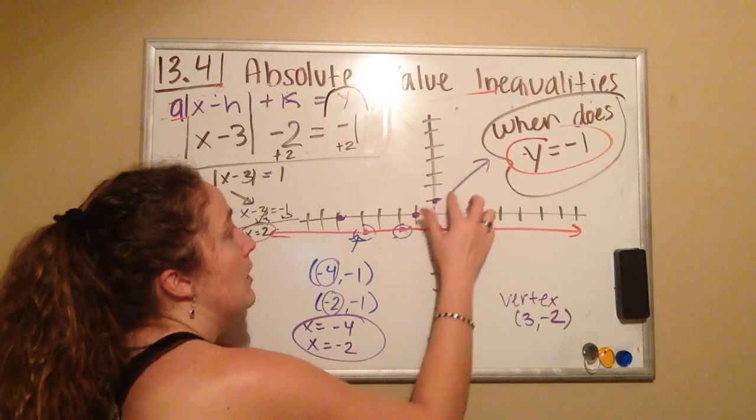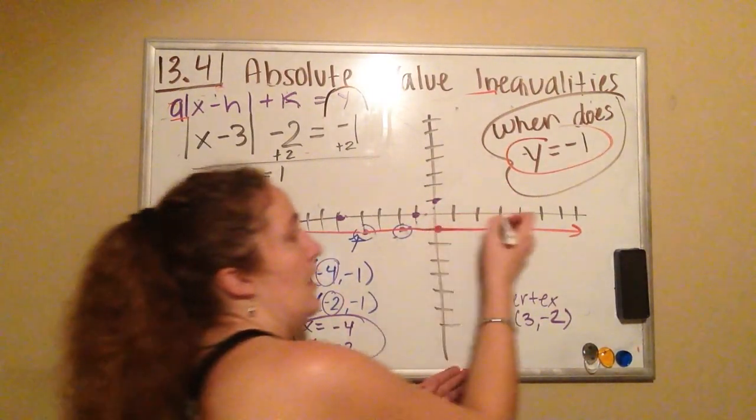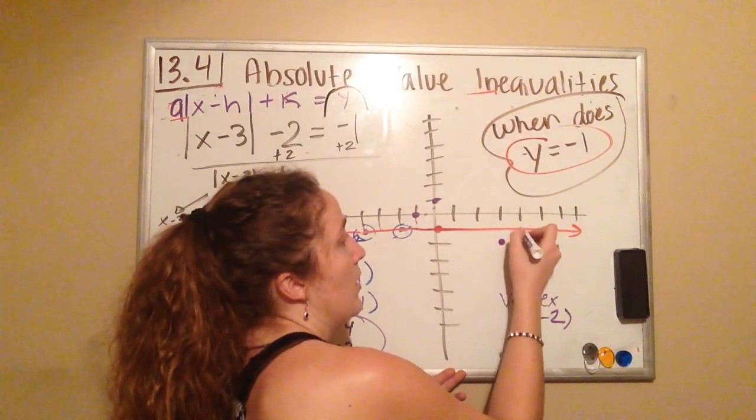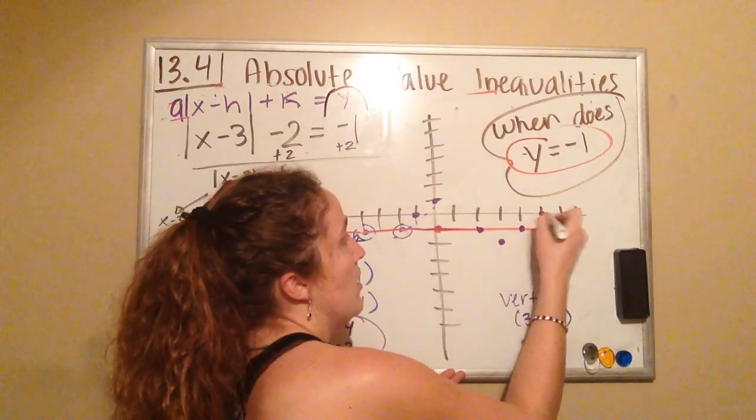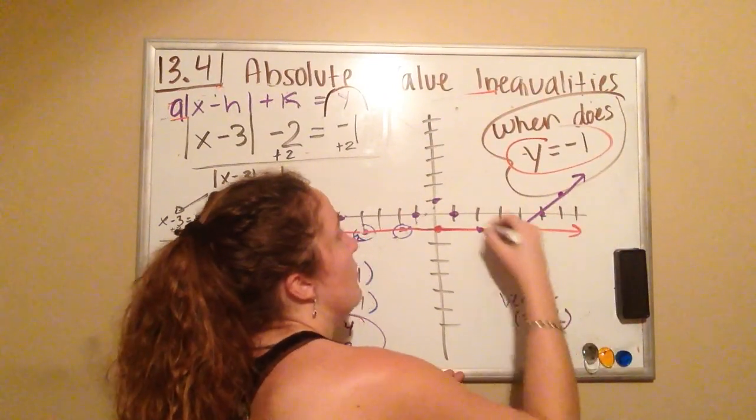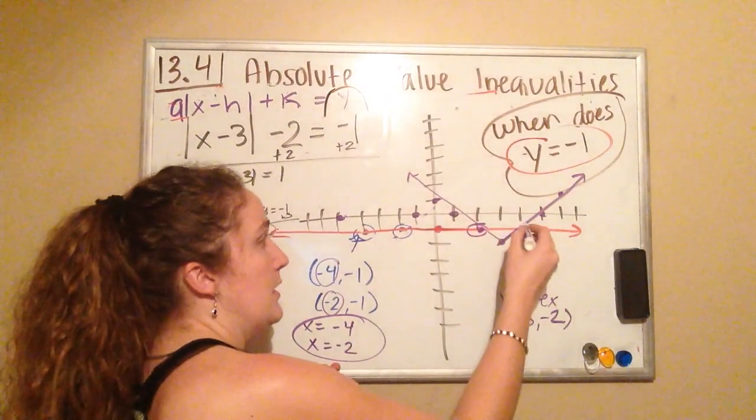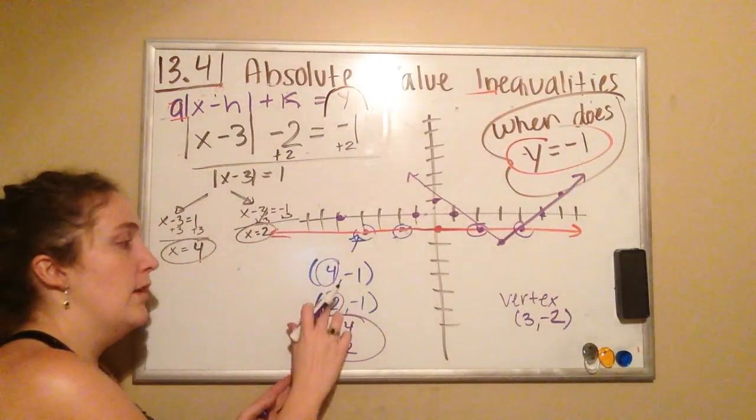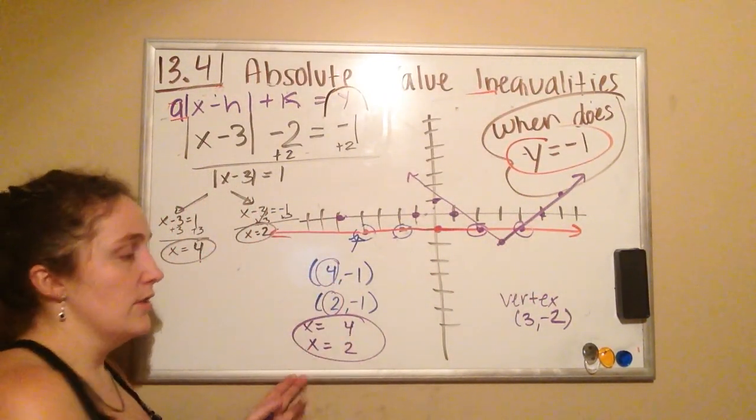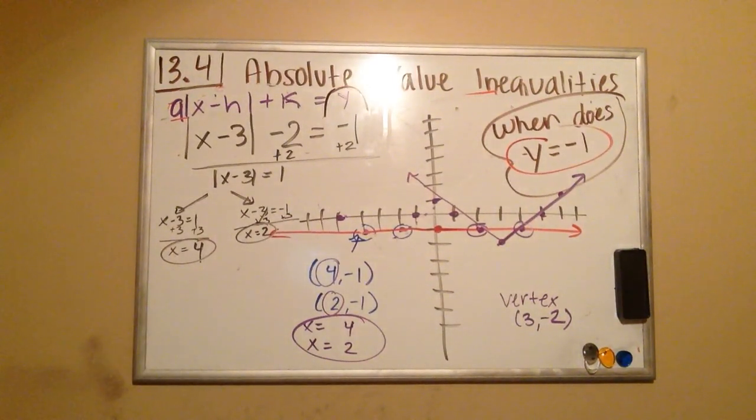Only human. Okay? So the vertex would have been at 3, -2, up 1 over 1, up 1, back 1, making sure it's symmetrical on both sides. This would have been our V. Which means that it would have crossed at these 2 points here, which are 4, 1, and 2, 1, which makes our solutions 4 and 2, which matches up here. Totally my mistake.